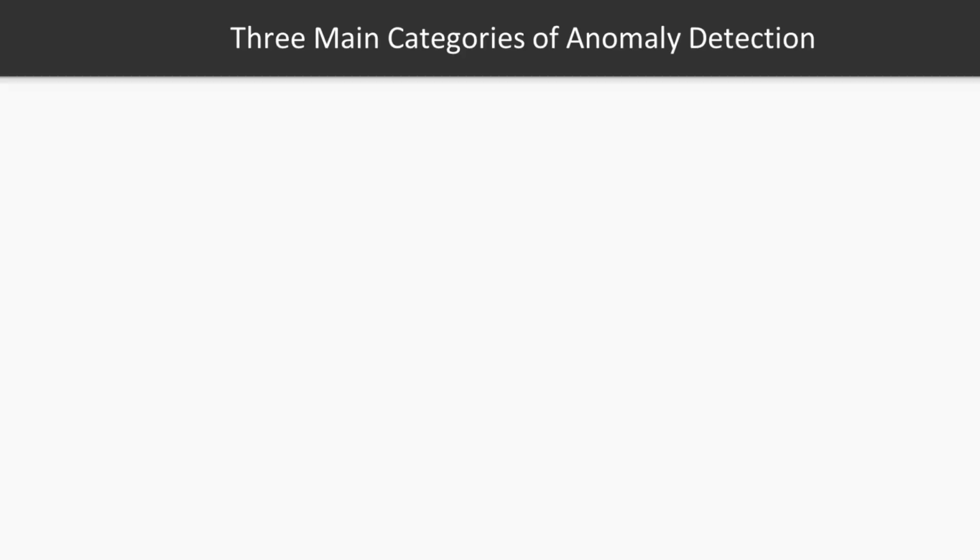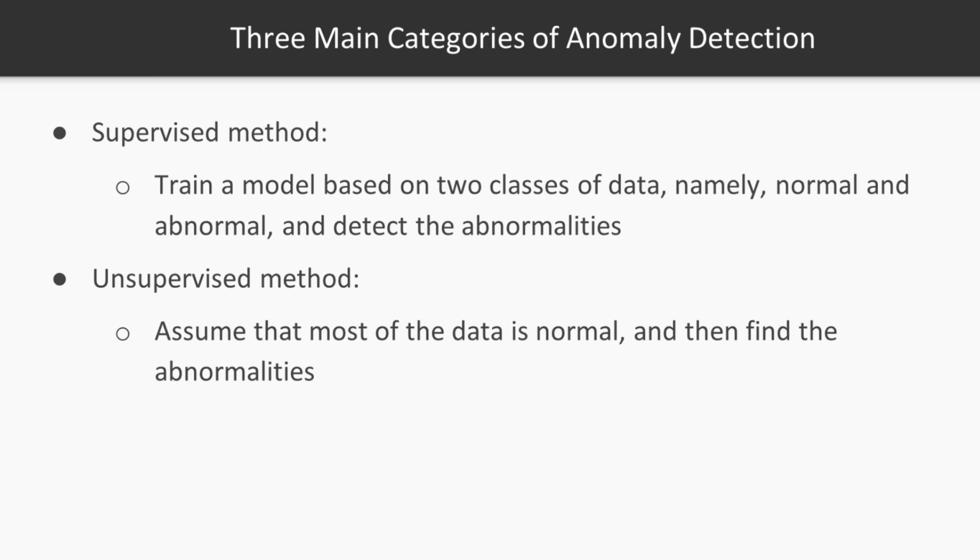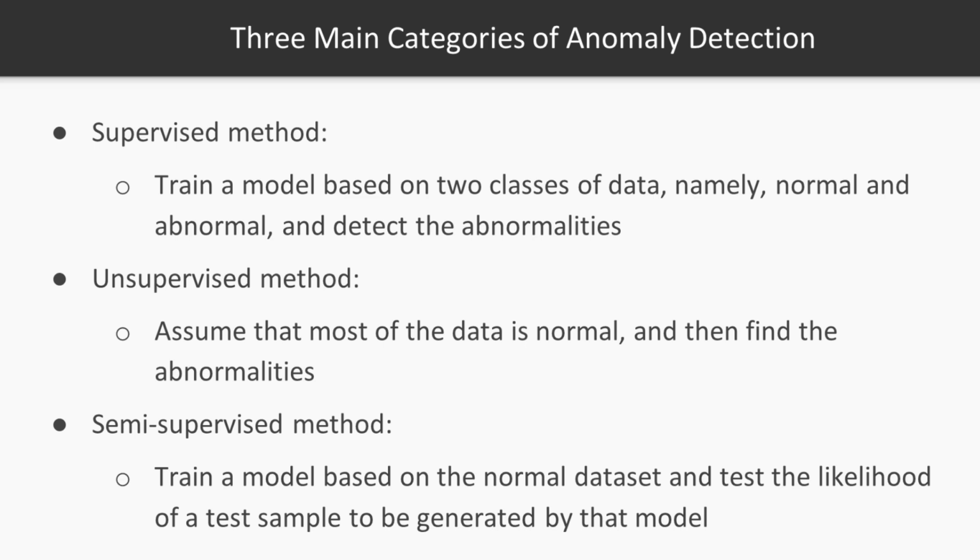There are mainly three categories of anomaly detection methods. The first one is supervised anomaly detection, in which we train a model based on two classes of data, normal and abnormal data, and try to detect the abnormalities. The second group is called unsupervised anomaly detection, which we will focus on in this section. In this method, we assume that most of the data is normal, then we try to find the abnormalities. The third group is called semi-supervised anomaly detection, in which we train a model based on the normal dataset and test the likelihood of a test sample to be generated by that model.